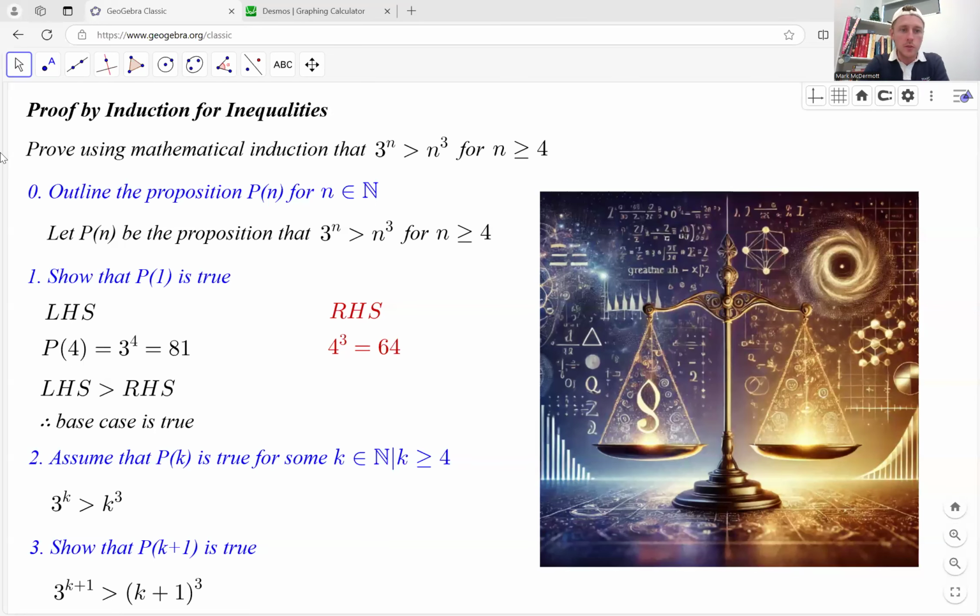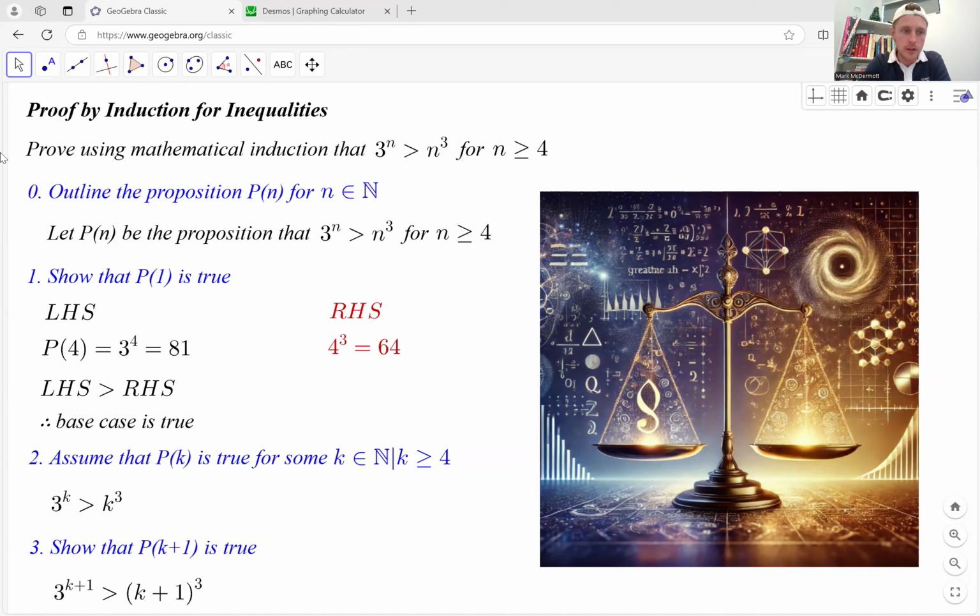All right, the final proof by induction. This time we're going to look at proof by induction for inequalities. And this can actually be a little bit tricky. I found it a little bit tricky. So prove using mathematical induction that 3 to the n is greater than n to the 3 for all natural numbers greater than or equal to 4.